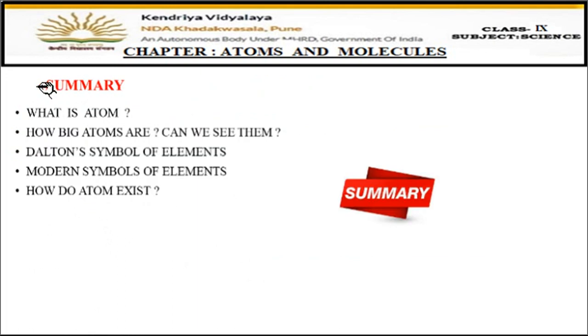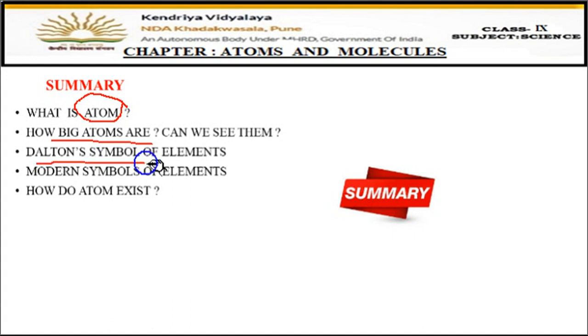So we have come to the summary. What have we learned today? We have learned what an atom is. An atom is the smallest particle of an element which may or may not exist freely, and which takes part in chemical reactions also. Then how big are atoms? Atoms are very, very small in size. Their atomic radius is measured in nanometers. We use an STM microscope to visualize these atoms. And 1 nanometer is equal to 10 raised to minus 9 meters.